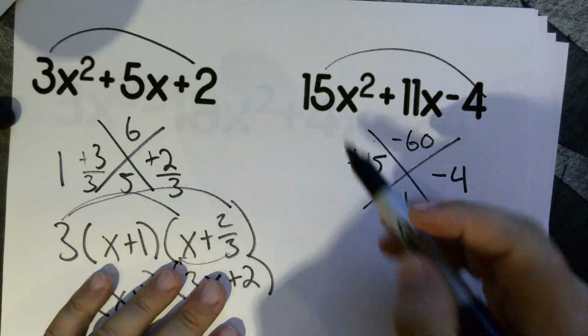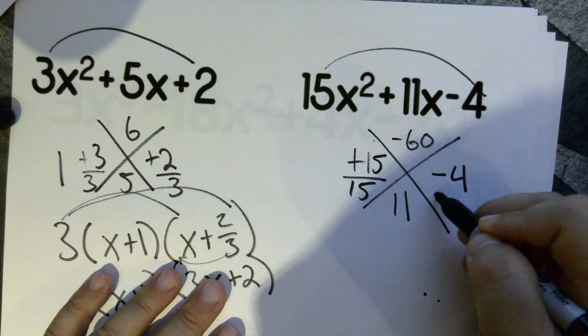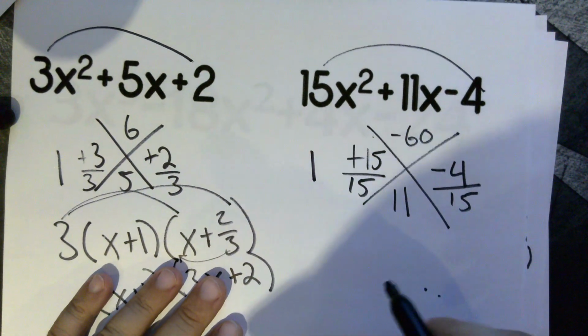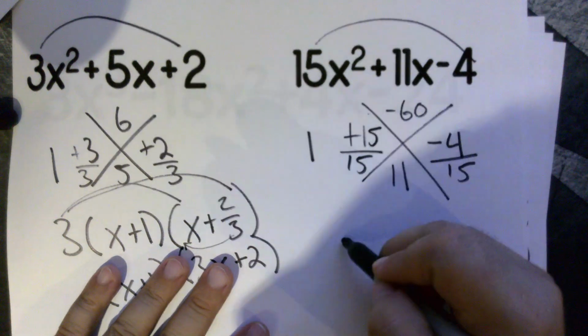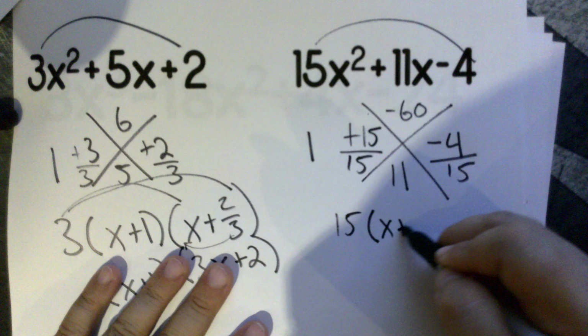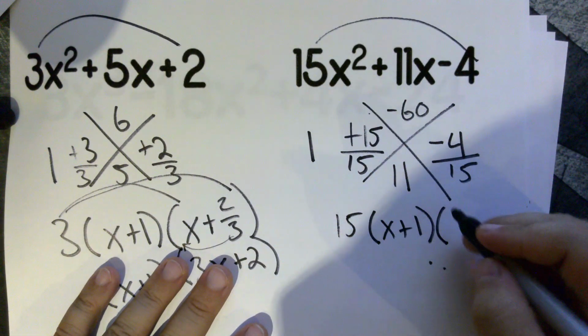So now I'm going to take my a and divide it into both my factors. 15 divided by 15 is 1. Now I'm going to rewrite it. My a is 15. He goes in the front. x plus 1, and x minus 4 over 15.